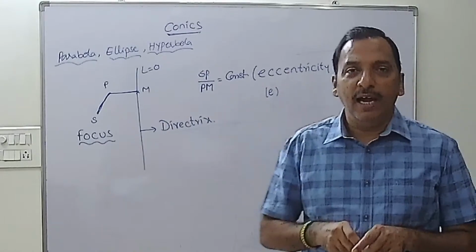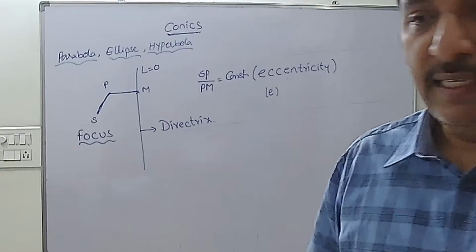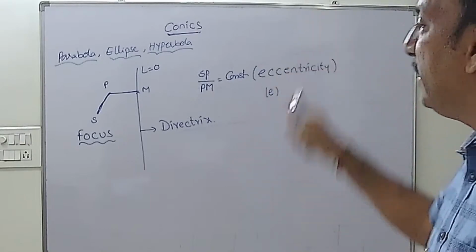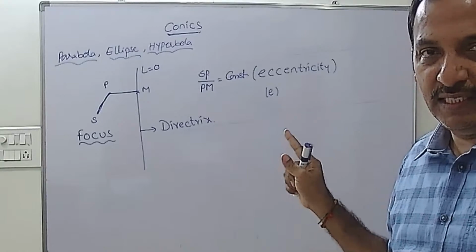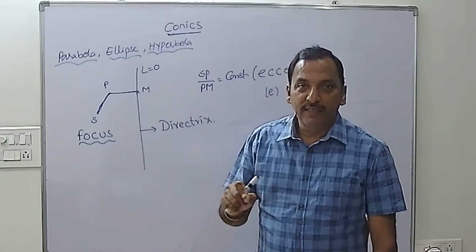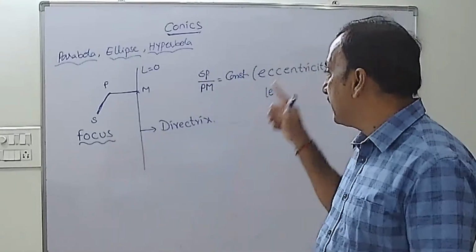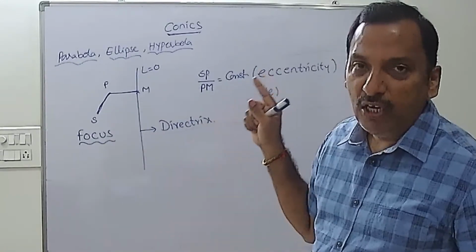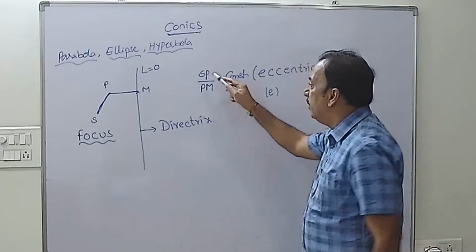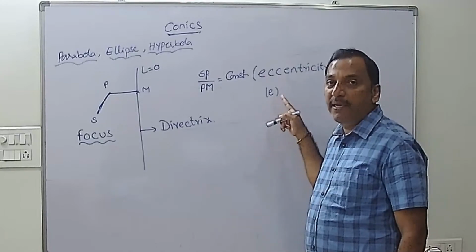Okay, say it again. How to define a conic? S is a fixed point and L = 0 is a fixed line. A point P is moving such that the ratio of its distances from the fixed point and fixed line is always constant. The locus of that point P is called a conic. The fixed point is called the focus of the conic. The fixed line is called the directrix of the conic. And the constant ratio, that is SP by PM, is called eccentricity, and it is generally represented by e.